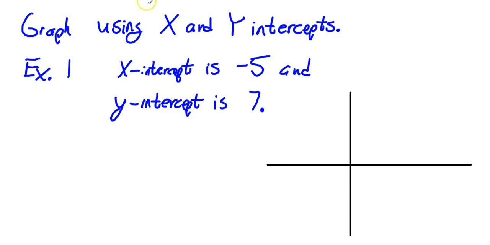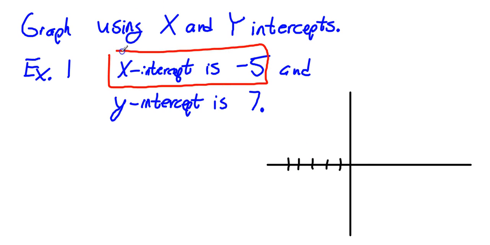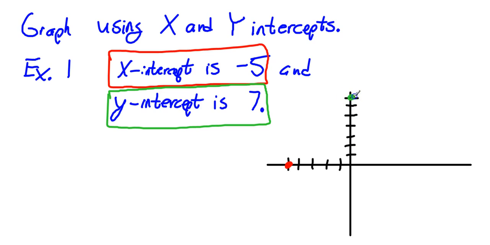If your x-intercept is -5, you go to -5 on the x-axis and you put a dot at -5. If your y-intercept is 7, you go to the y-axis, 3, 4, 5, 6, 7, put a dot at 7, and connect your two dots, and that's your answer.